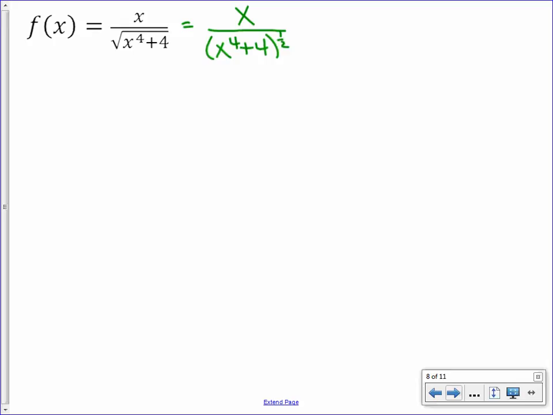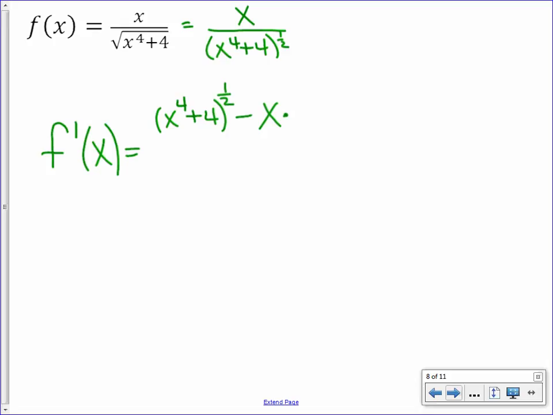Okay. So our derivative. Please exercise some patience and be careful. So first of all, we need low d high. What's the derivative of the numerator? 1. Minus high d low. So numerator times the derivative of the denominator.